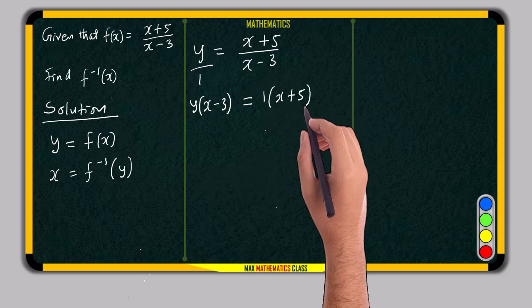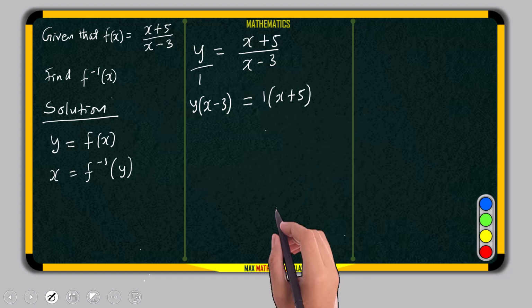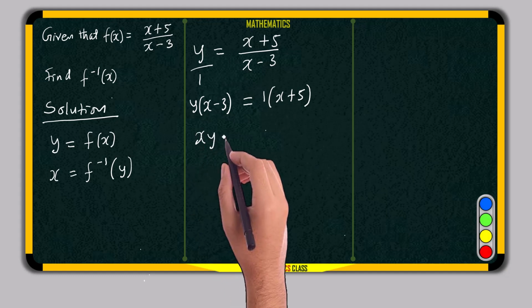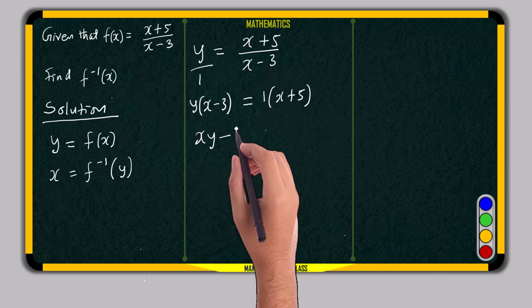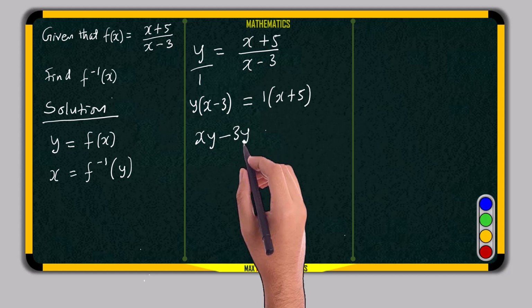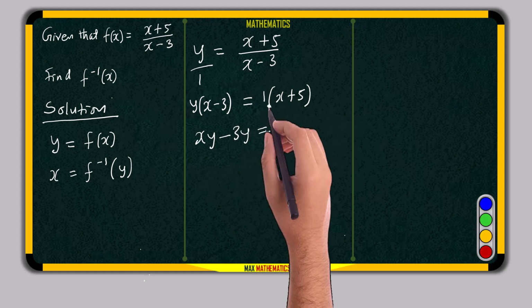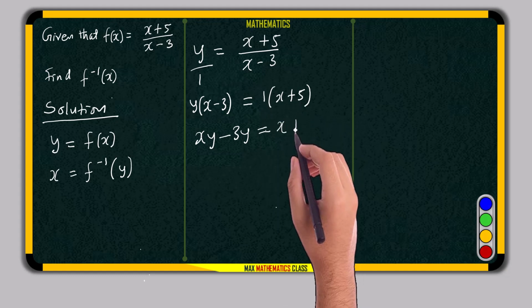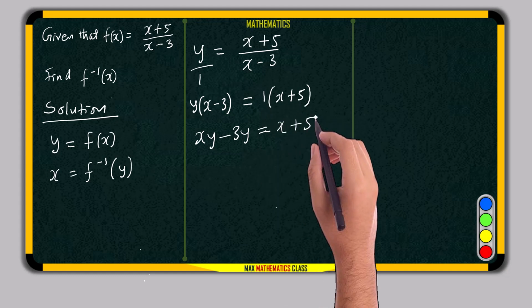So the next thing is for us to remove the brackets so that we have y times x will give us xy, minus 3 times y will give us minus 3y. And this will be equal to 1 times x will give us x, and 1 times plus 5 will give us plus 5. So the next thing is for us to collect the like terms in terms of x, since our focus is to make x the subject of the formula.